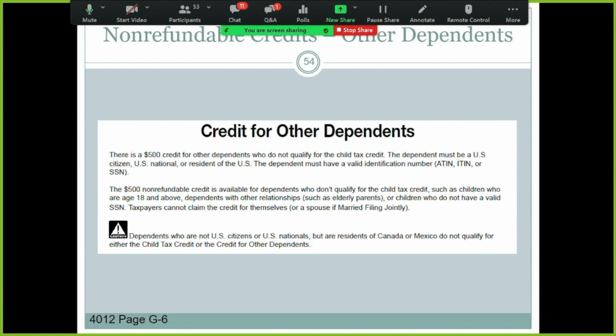Taxpayers cannot claim the credit for themselves or spouse if married filing jointly. And there is a note: dependents who are not U.S. citizens or U.S. nationals but are residents of Canada or Mexico do not qualify for either the child tax credit or the credit for other dependents. And that information is listed on the back of the Form 1040, let's see what line. Line 19.